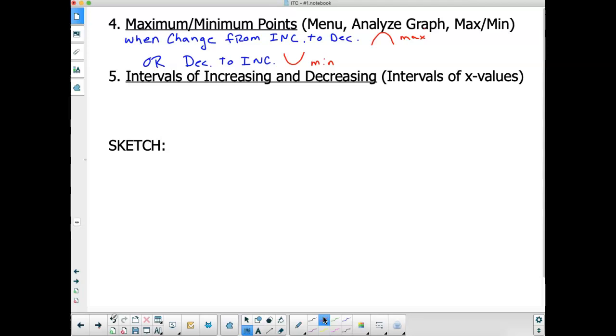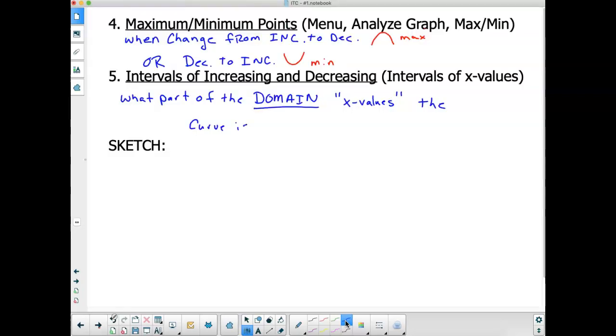Or we use that nice little trace feature if our calculator is set on finding the important parts, because maxes and mins are important parts. Intervals of increasing and decreasing. Well, this is talking about what part of the domain, and I specifically write domain because we're talking x values, what part of the domain the curve is going up or going down. That's what we're talking about of increasing and decreasing. Okay, up is obviously increasing, down is obviously decreasing.